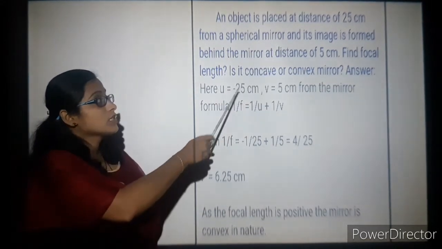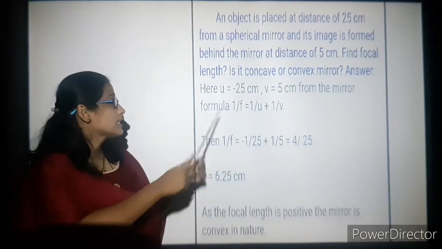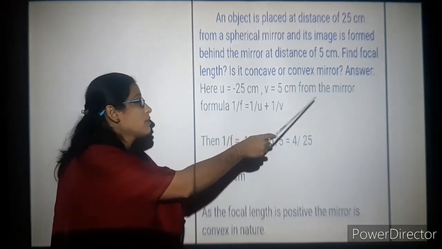U is the object distance. It is 25 centimeter. It is given in the sign convention, so refer to it. It is negative, so u is minus 25 centimeter. V is 5 centimeter from the mirror.